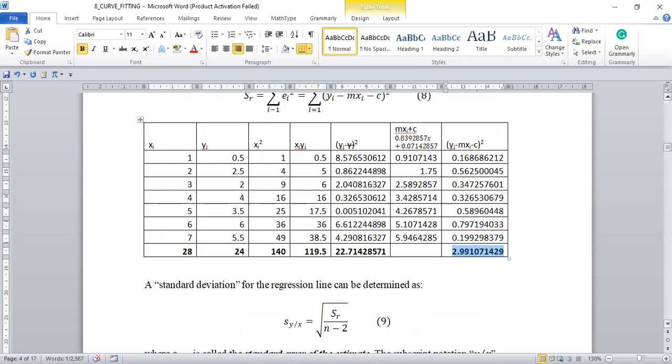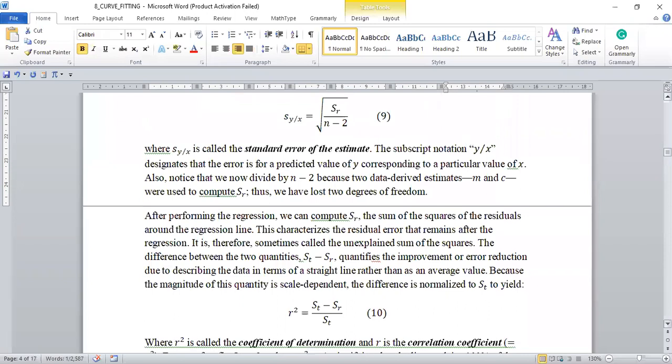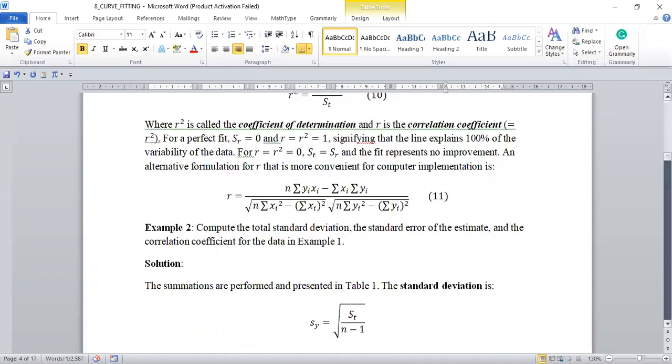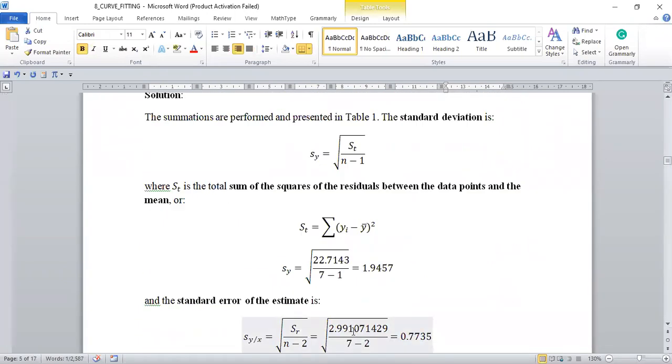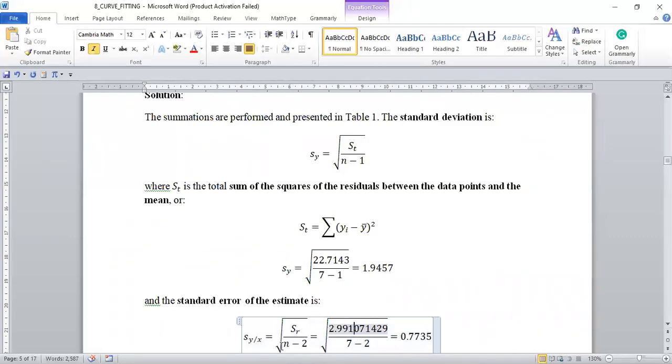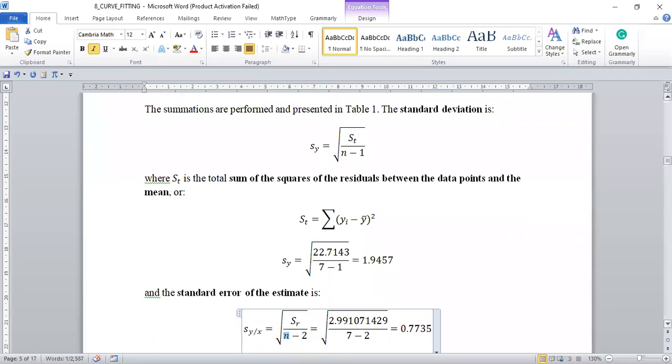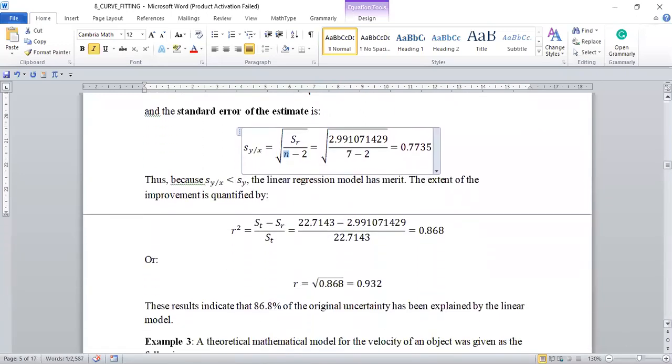So it's 2.991. Then N is the number of data points, which is 7 minus 2. So we got the standard error of estimate.